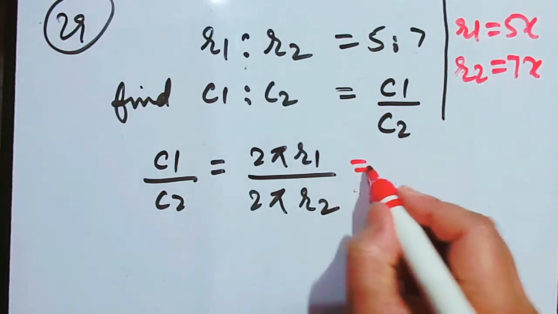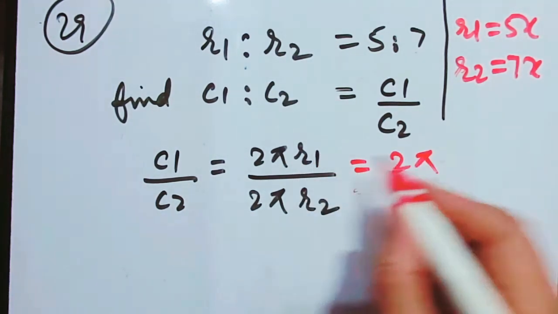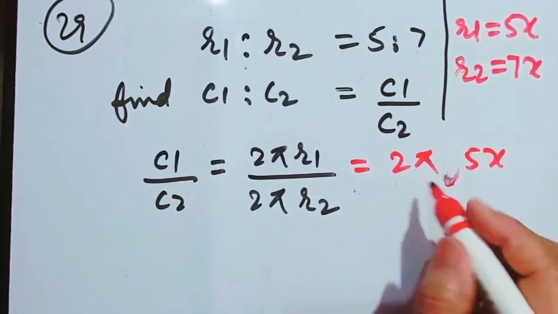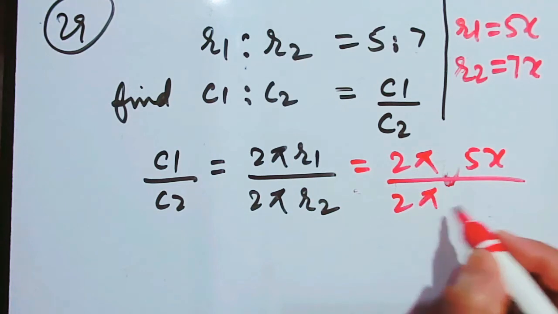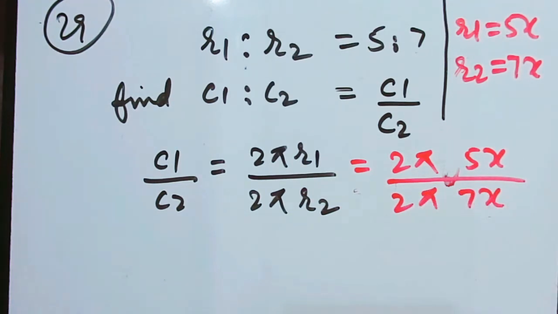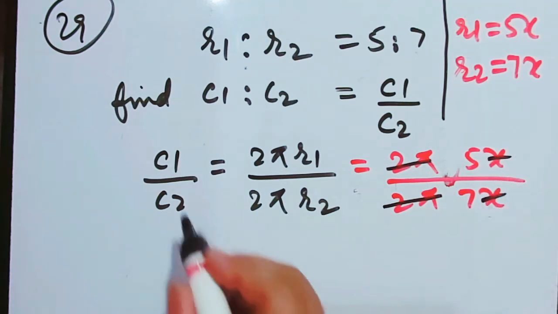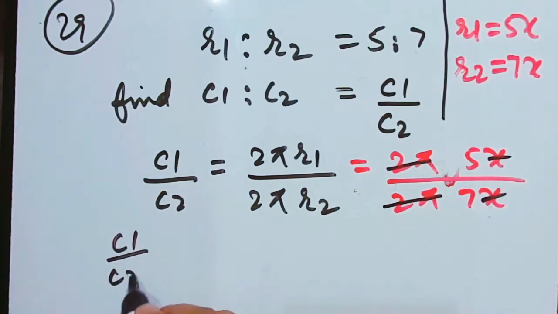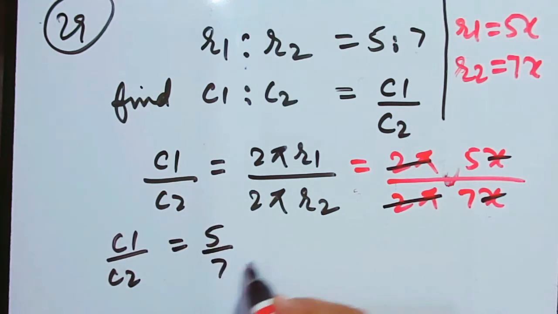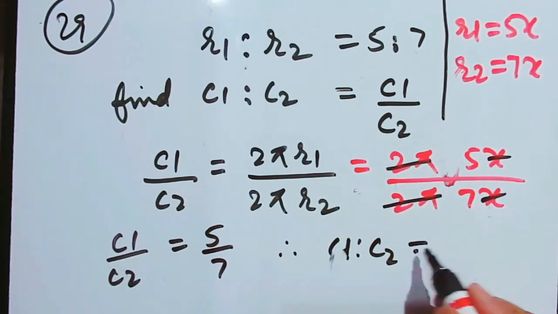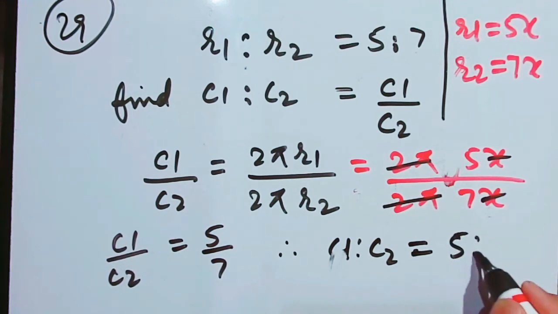Now let us put this into the formula. 2 pi R1 becomes 2 pi times 5x, and 2 pi R2 becomes 2 pi times 7x. On cancellation, what do we find? We find that the ratio C1 by C2 is equal to 5 by 7. Therefore C1 is to C2 is equal to 5 is to 7. I hope this was loud and clear.